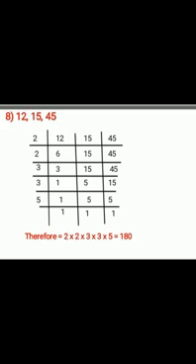Now here children, 12 is divisible by 2, but 15 and 45 is not divisible by 2. So 15 and 45 you will write as it is. And for 12 you will write 2 6s are 12. And then 6, 15, 45. Then again 6 is divisible by 2, but 15 and 45 is not divisible by 2. So again you will write 15 and 45 as it is. And for 6 you will write 2 3s are 6. Then it is 3, 15, 45.